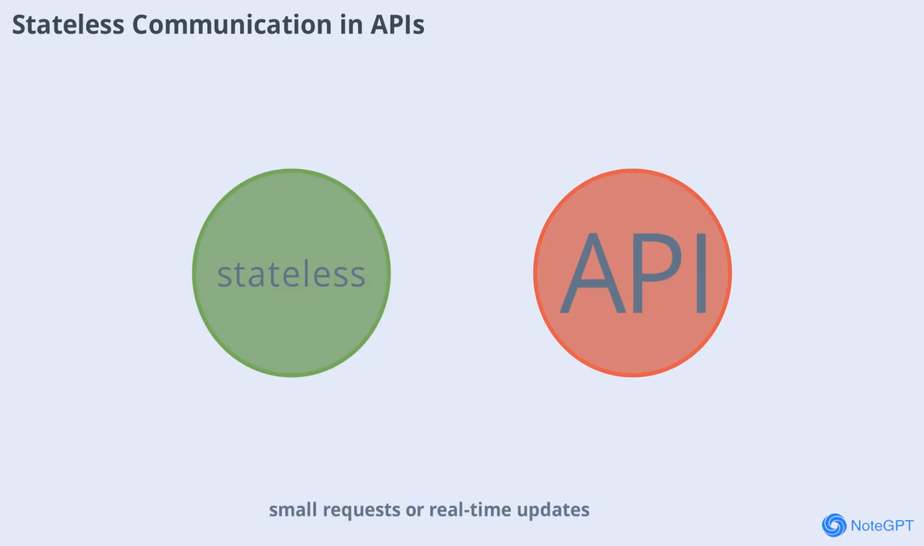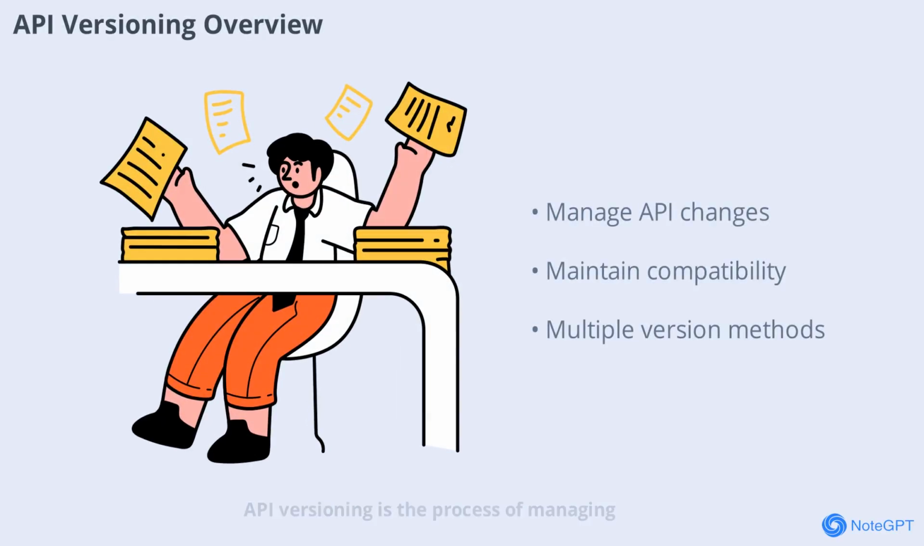or real-time updates. API versioning is the process of managing changes to an API without disrupting existing users. It allows developers to introduce new features or breaking changes while maintaining compatibility for current clients. Versioning can be implemented through URLs, query parameters, headers, or media types.